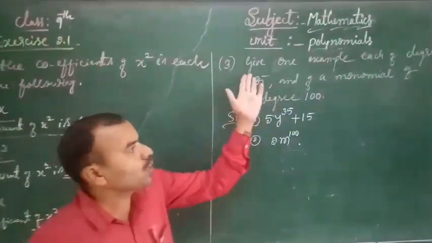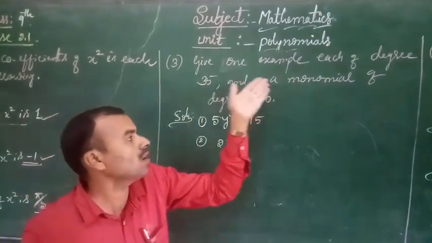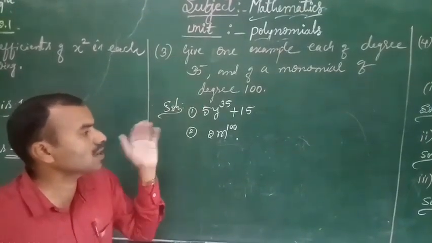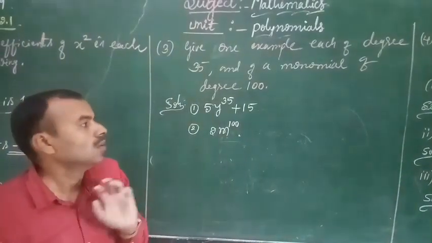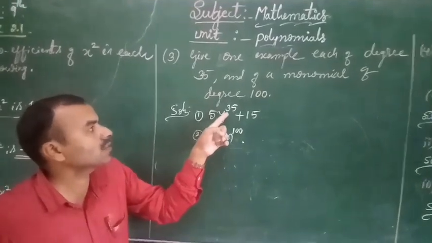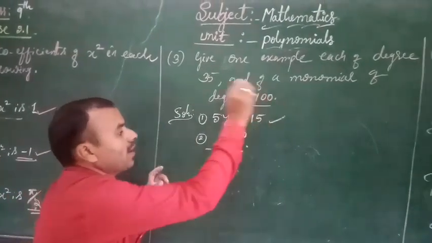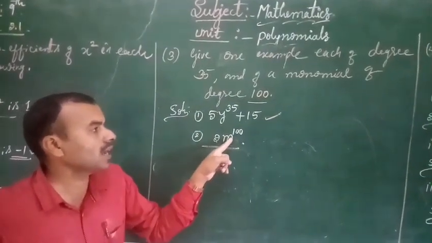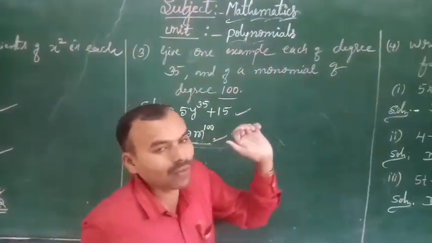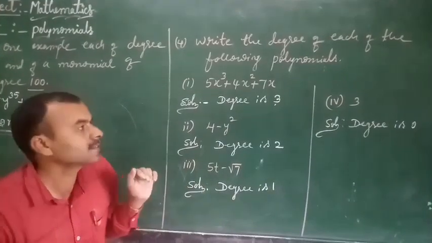Next one, give one example each of a polynomial of degree 35 and of a polynomial of degree 100. I will write two examples and you write some examples yourself. First one, 5 y to the power of 35 plus 15, and a monomial with degree 100, 2m to the power of 100. Like this you write some examples yourself.